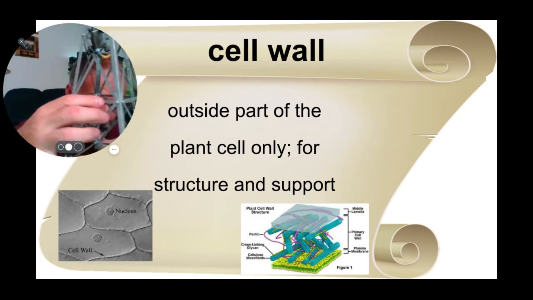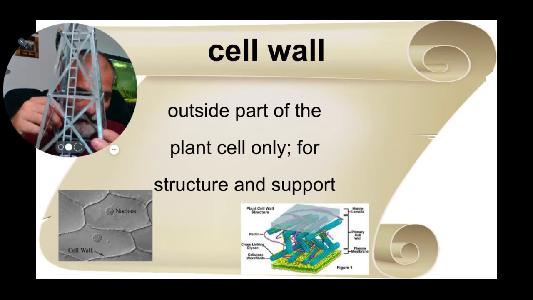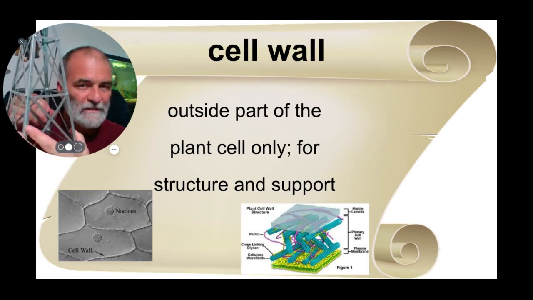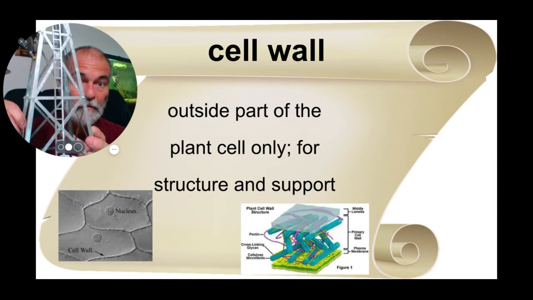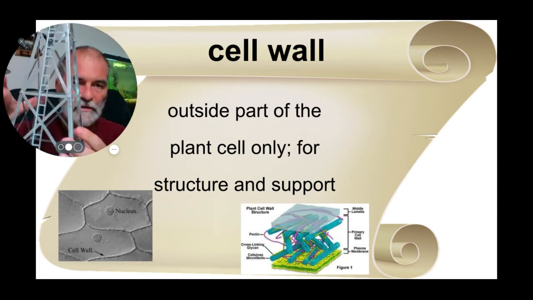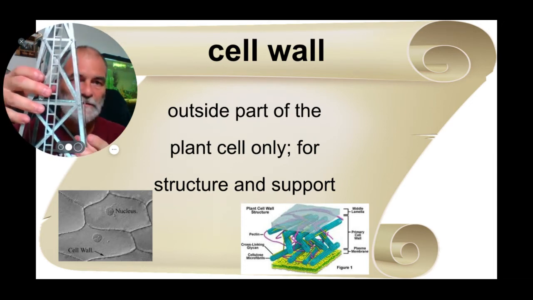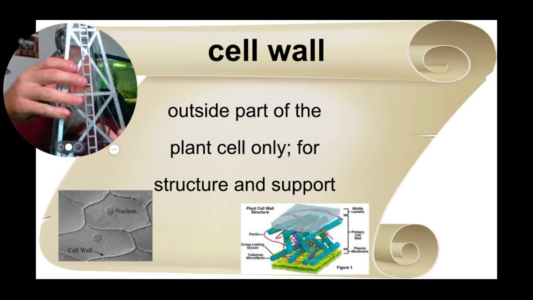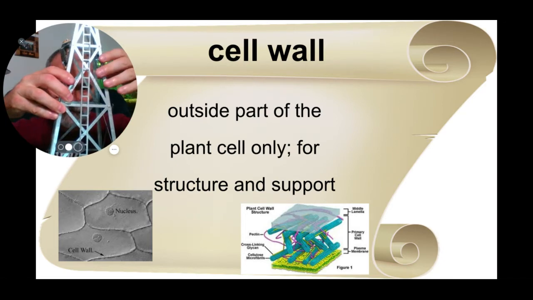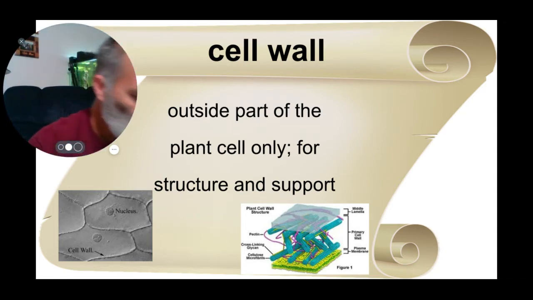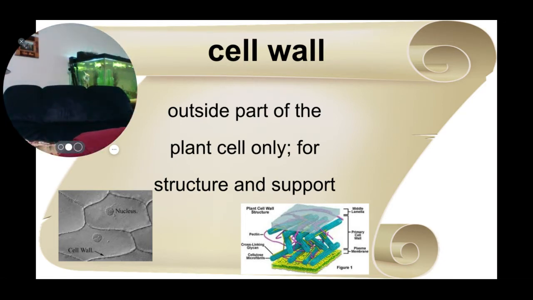This is a windmill. And do you notice how this cell wall's got holes in it? The cell wall really isn't a solid wall. Otherwise, nothing would be able to get in or out. The cell wall is just structure and support. So this windmill is a good example of a cell wall because it's got the structure and support, but yet things can still go through. And in the cell, it's important that things go in and out.